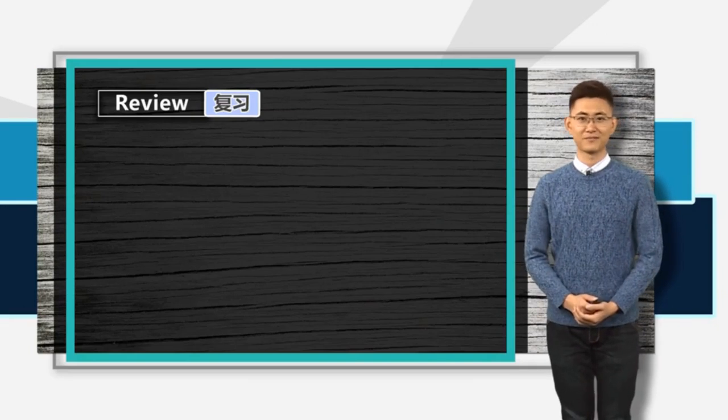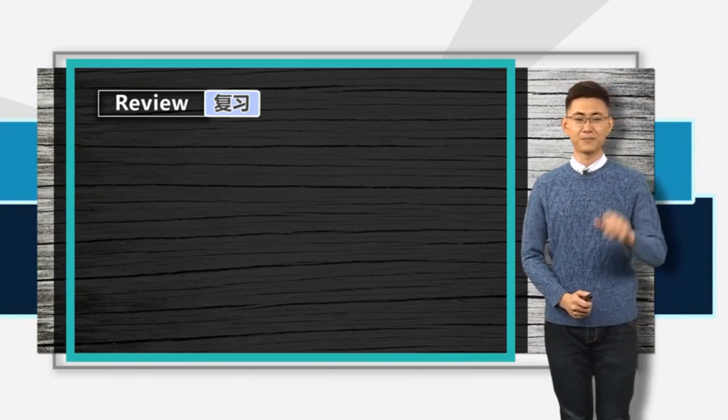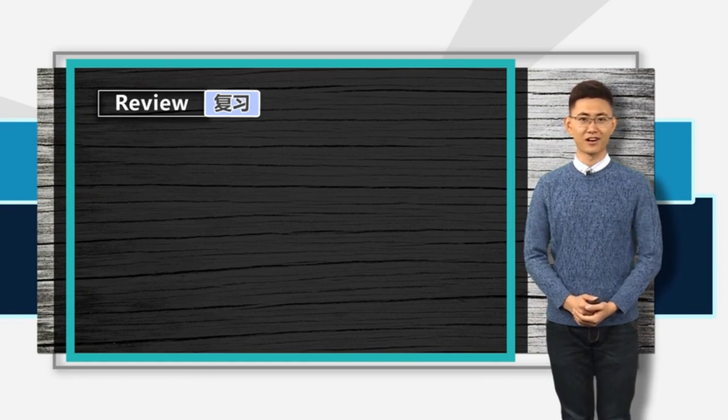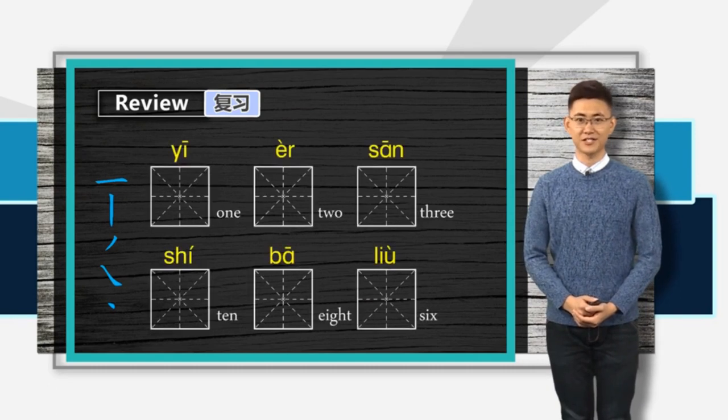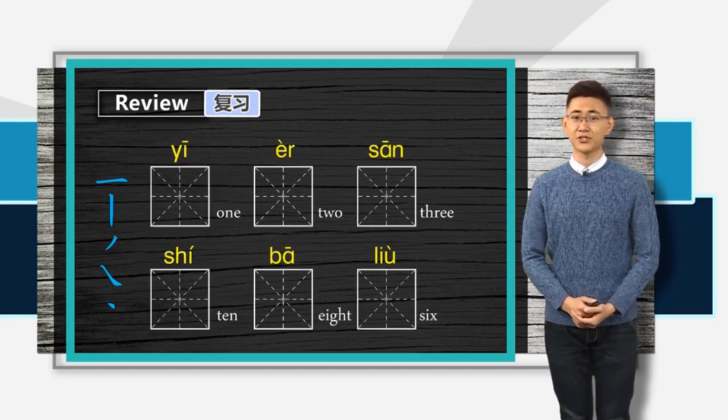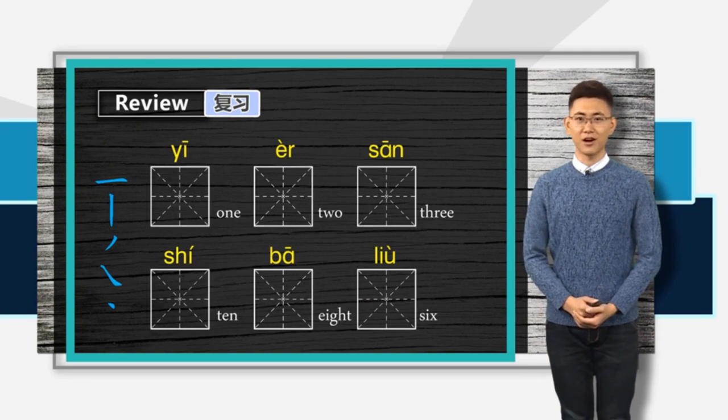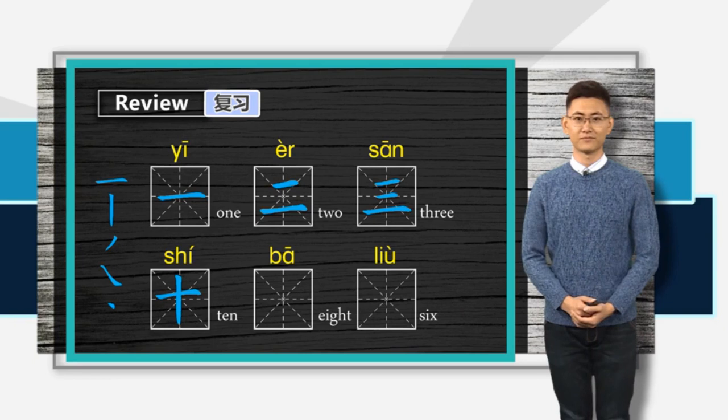Let's have a brief summary. Today, we've learned 5 basic strokes. They are 横, 竖, 撇, 捺, 点. And we've also learned 6 Chinese characters composed of the 5 strokes. All of them are numbers. 1, 2, 3, 10, 8, 6.